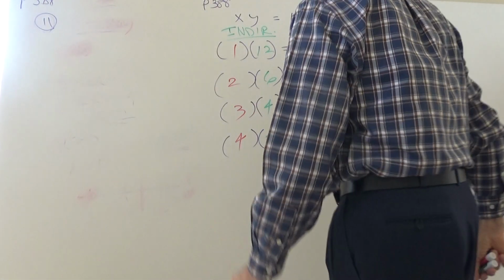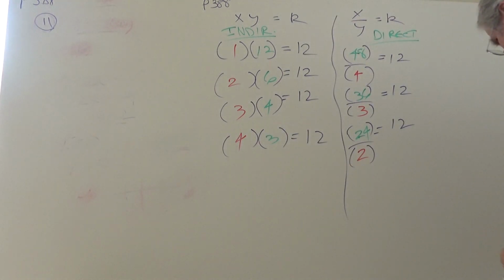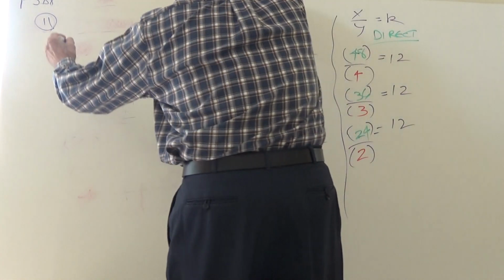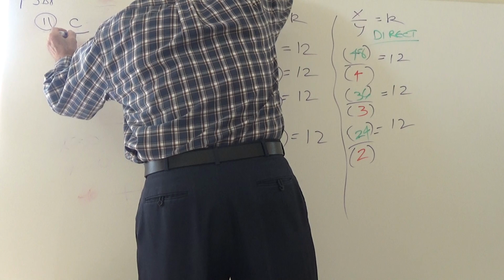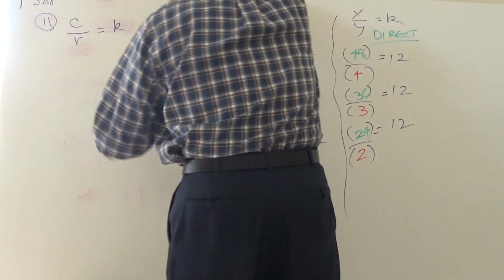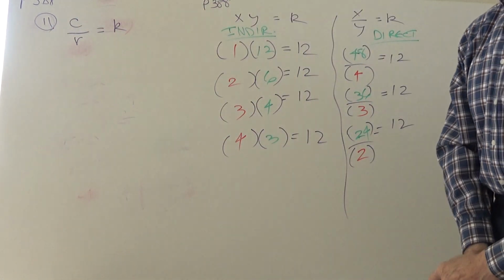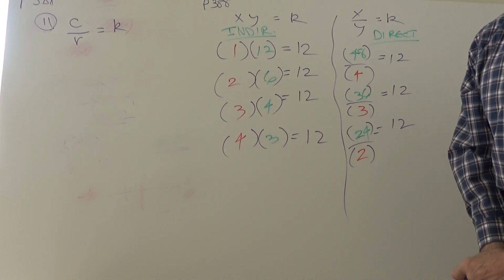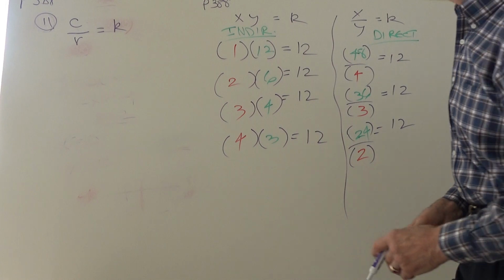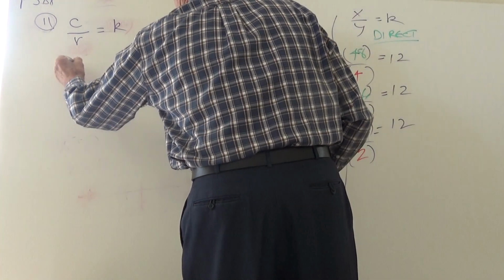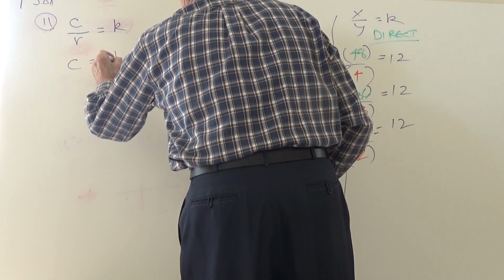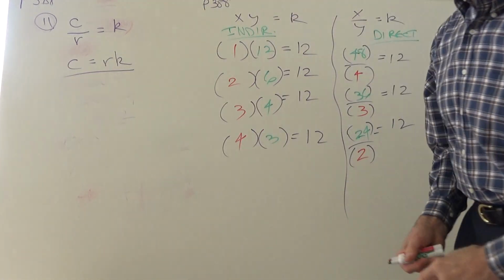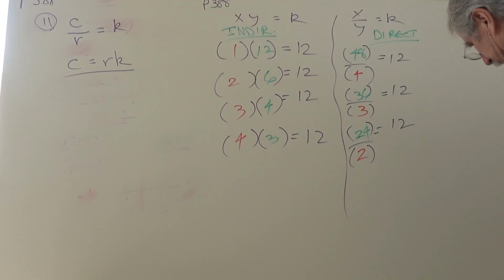There's page 388, number 11, and we're talking about C varying directly as R. So C varying directly as R, something like this, and we're going to call that equal to K. Okay, C varies directly as R. And then what the author doesn't say really is to solve for that first letter, solve for C. Multiply both sides by R, and we'll look at this. C is equal to RK or KR. Okay? That should be what we're looking at for number 11.